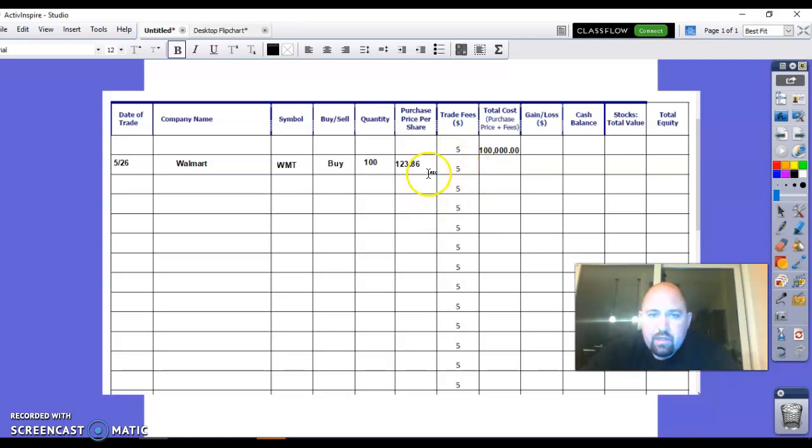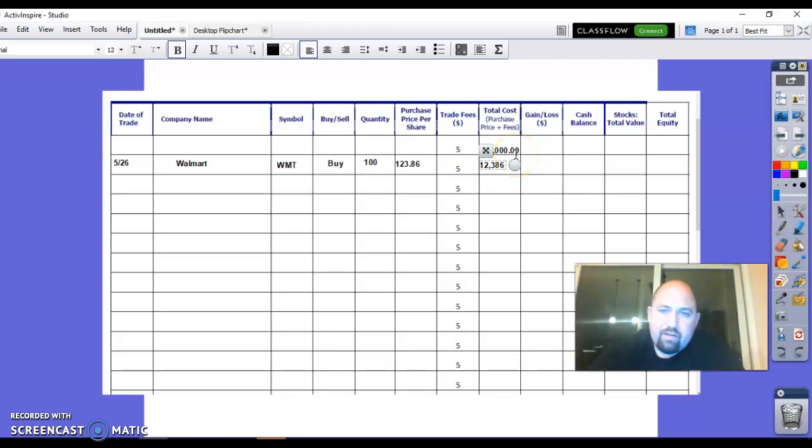So what you're going to do is take your purchase price per share, multiply it by the quantity of shares, and add $5. So I bought 100 shares, so this is really easy. You just move the decimal place over 2 points. So that would cost me $12,386 if I bought 100 shares.